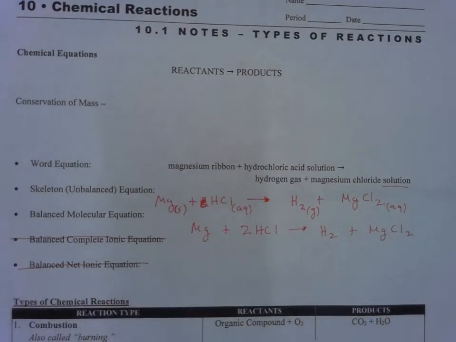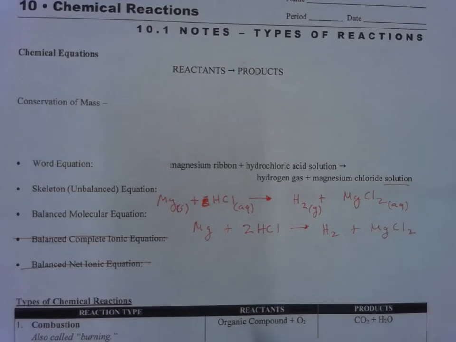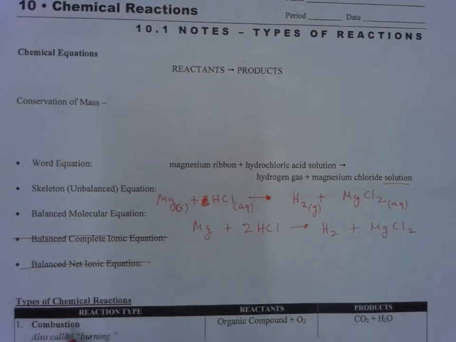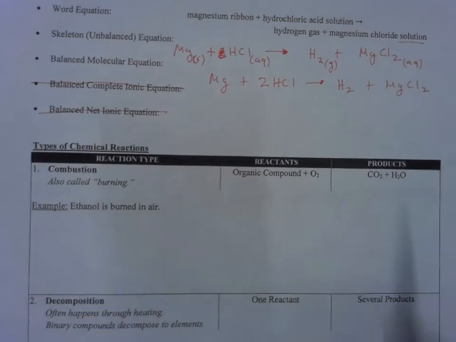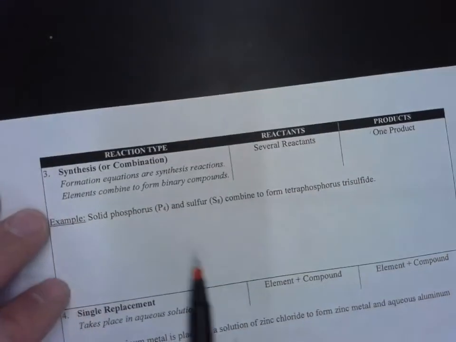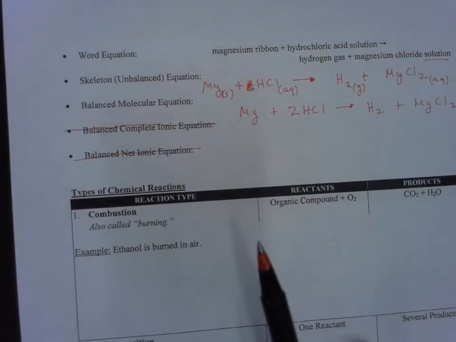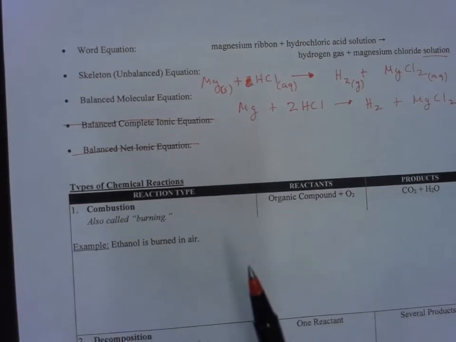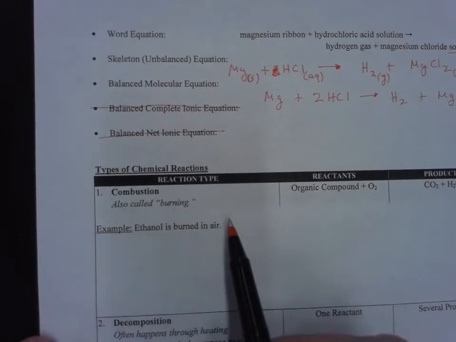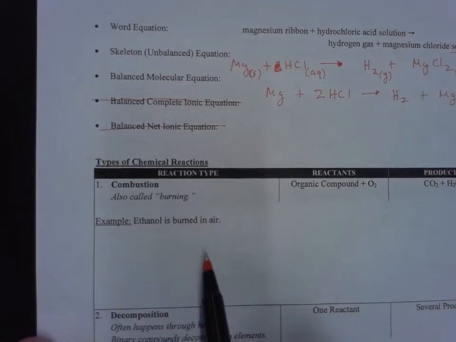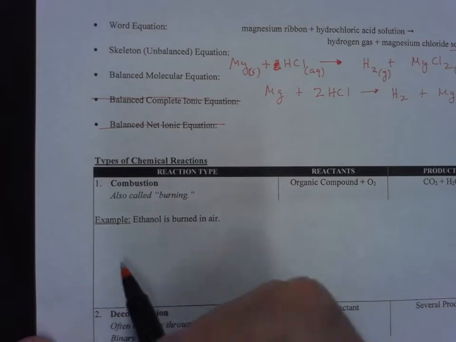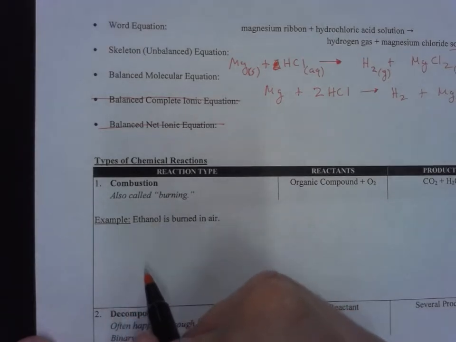Okay, so now you can categorize chemical reactions into different types, into different categories. Okay, so there's combustion, decomposition, synthesis, single replacement, double replacement. And I'm going to teach you right now how to identify each one of those. Okay, a combustion reaction is also called burning. Example would be ethanol is burned in air. Well, let me give you an example of what a combustion reaction looks like.